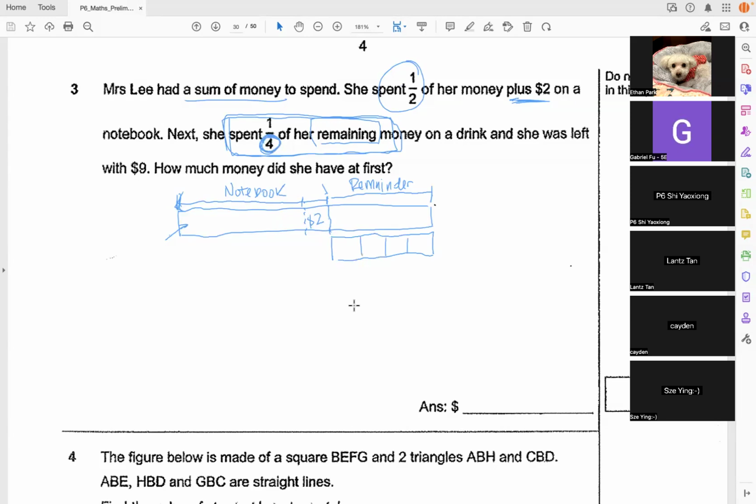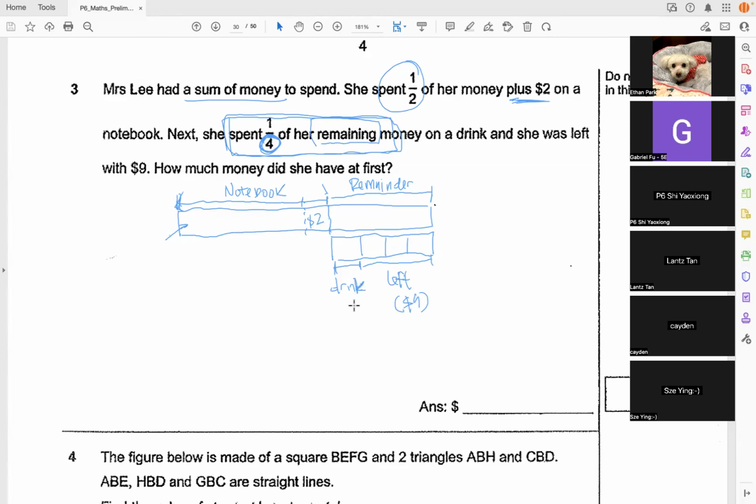1/4 will mean here, on a drink. And she was left with $9. So this is $9. This is what is left, and it's equal to $9. Okay, this drink I'm going to write nicer. My handwriting is a bit bad.